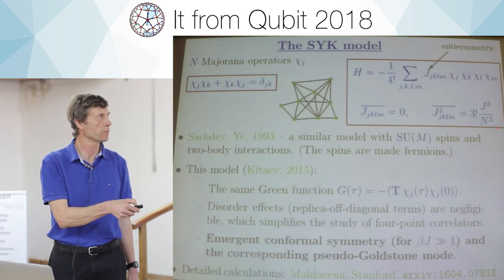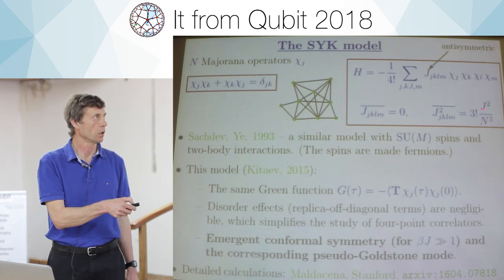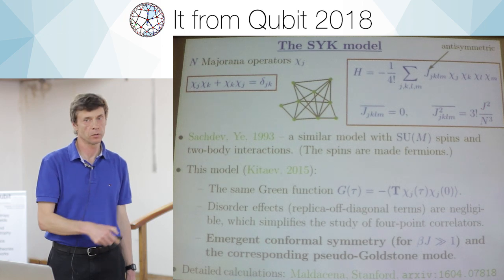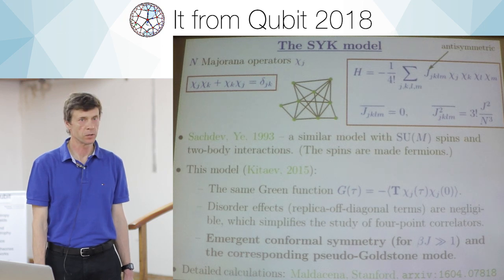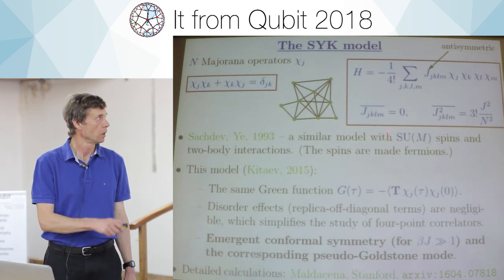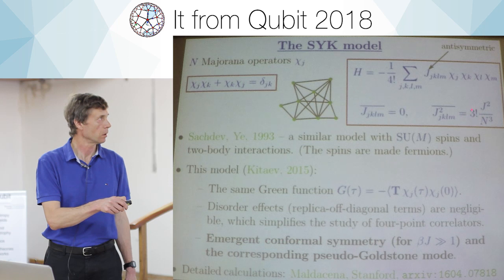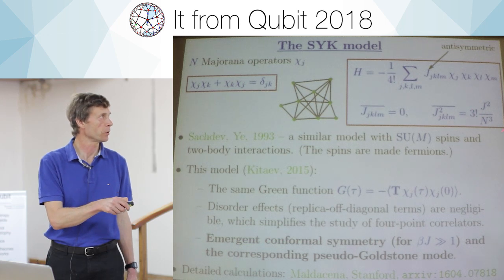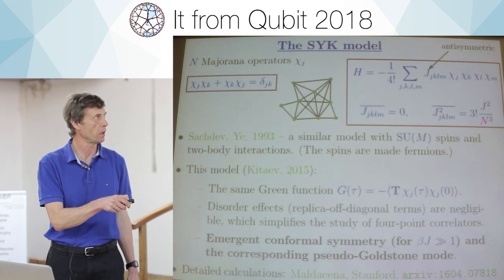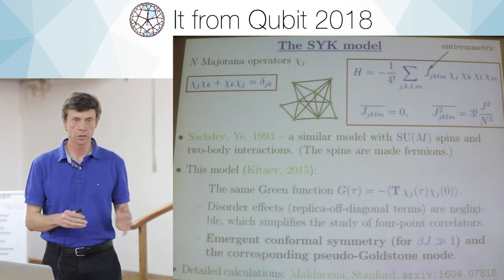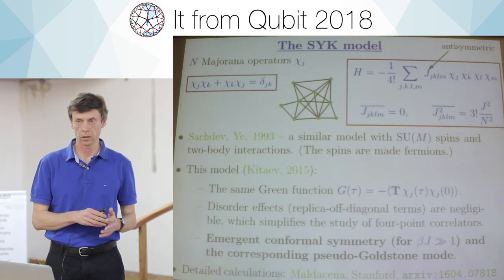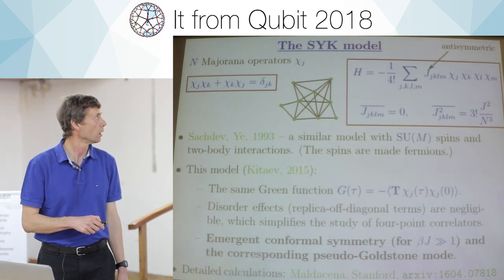Why this formula? Capital J here is just a normalization factor, some constant with dimension of energy. 3 factorial is a symmetry factor, and the most important thing is N cubed. This is necessary to have the right large N limit, the thermodynamic scaling.